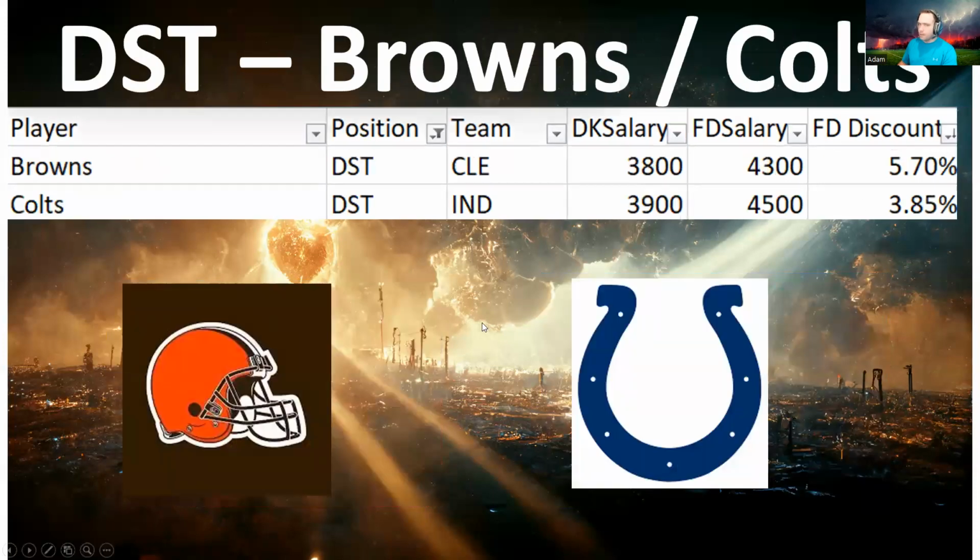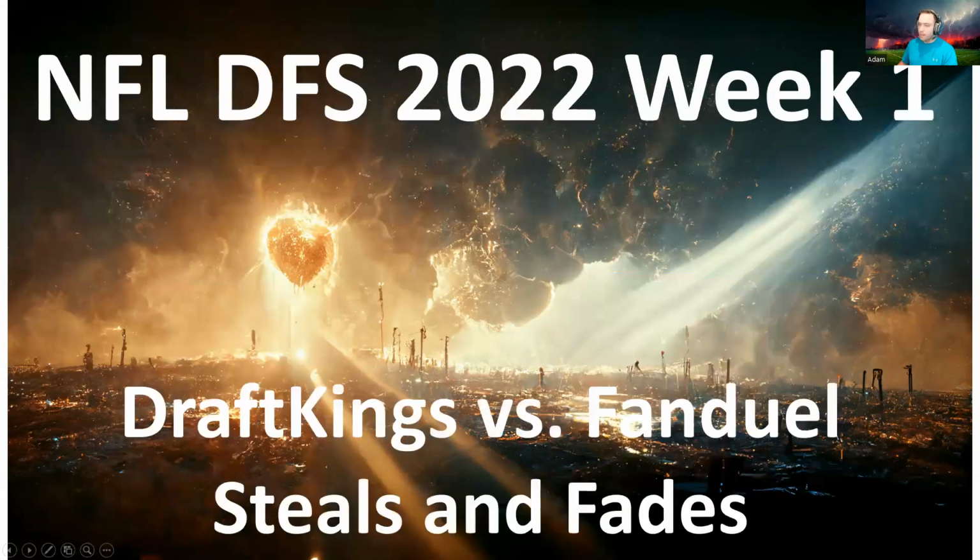And then on the defenses, there were no egregiously underpriced plays in FanDuel, which I'm pretty impressed with. The Browns and the Colts, even though there is a discount, it's a small discount, take it or leave it. These were the two best discounted defenses on FanDuel. So I wanted to call them out, but again, it's not that much of a discount.